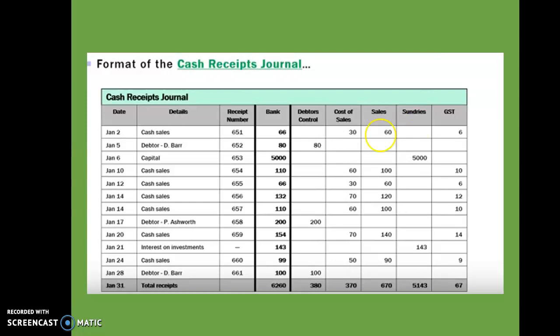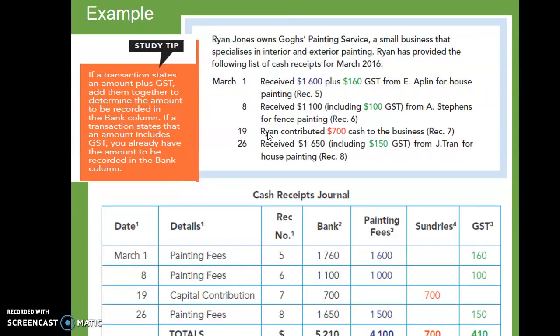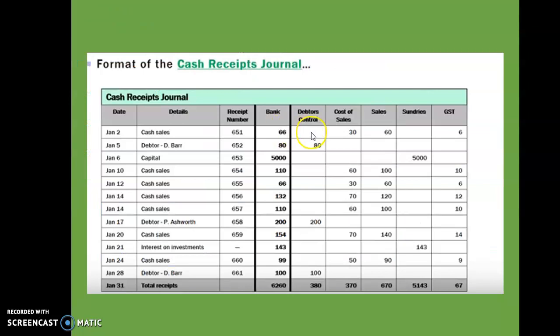Now if I look at the cash sales, you will notice that all the dates are in order. So this is how your cash receipts journal is made. All the dates need to be in order, what the source document is about, receipt number again, and the total money that has been received from the customer. Now the first one, cash sales, receipt number 651, total money deposited into bank was $66.